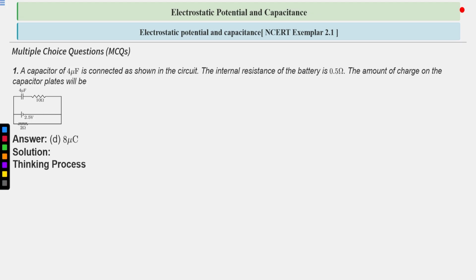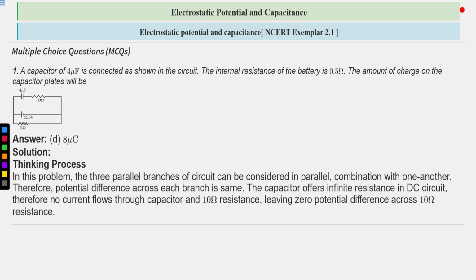So what is the thinking process required for this question? In this problem, there are three parallel branches of the circuit. One branch, second branch and third branch can be considered in parallel combination with one another. Therefore, the potential difference across each branch is the same, because they are in parallel.